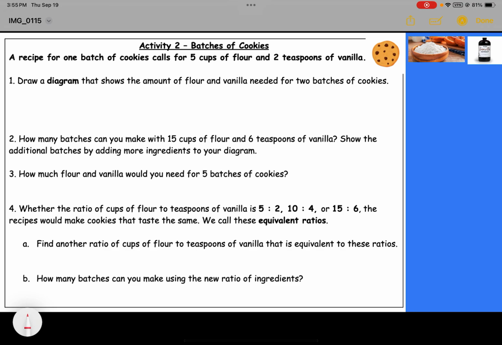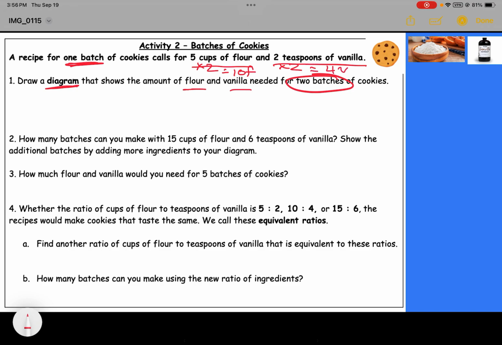So it says a recipe for 1 batch of cookies calls for 5 cups of flour and 2 teaspoons of vanilla. Obviously, there's other ingredients, but those are the ones that we're going to focus on right now for our ratio. So it says draw a diagram. Remember, a diagram is like a picture, but just a simple picture for math, that shows the amount of flour and vanilla needed for 2 batches of cookies. So for 2, I'm going to multiply each ingredient by 2. So 5 times 2 would give me 10 cups of flour. 2 times 2 would give me 4 teaspoons of vanilla.